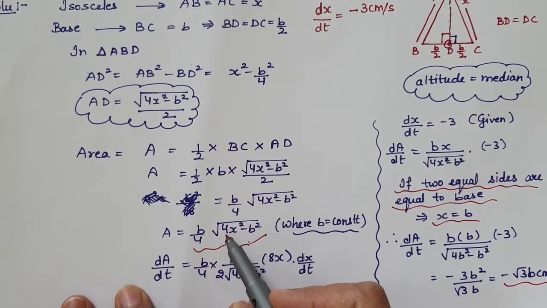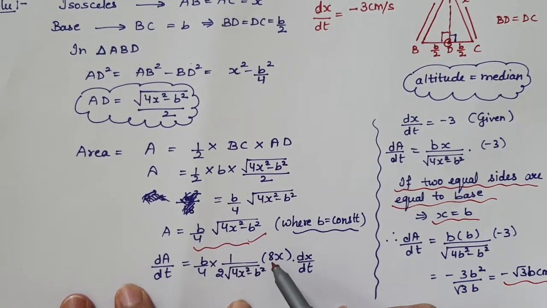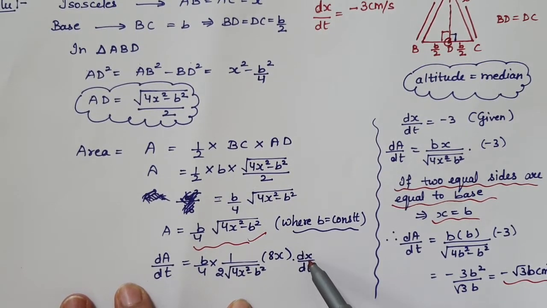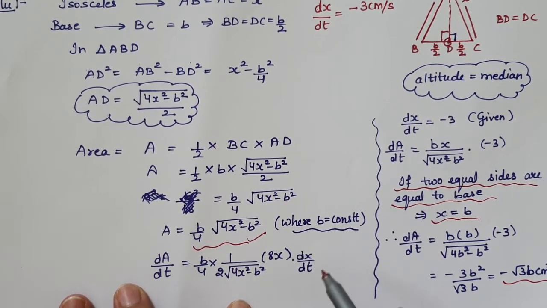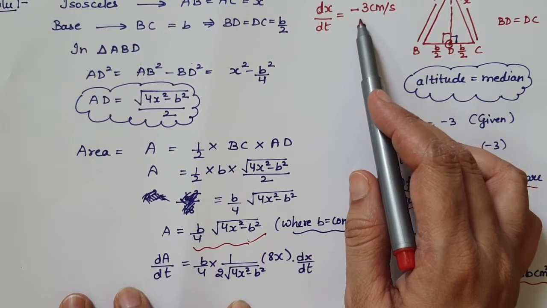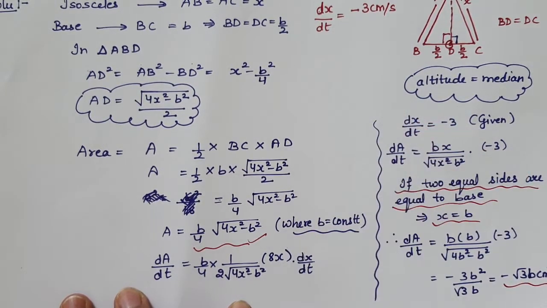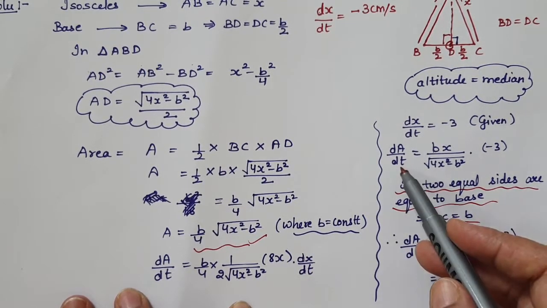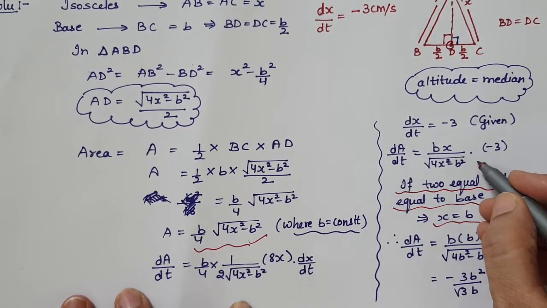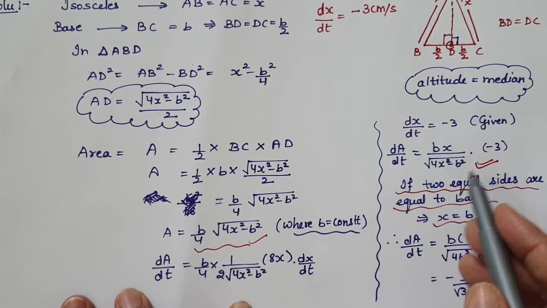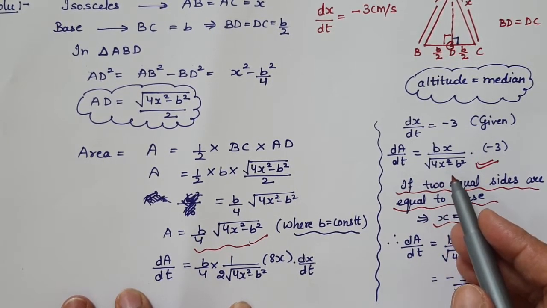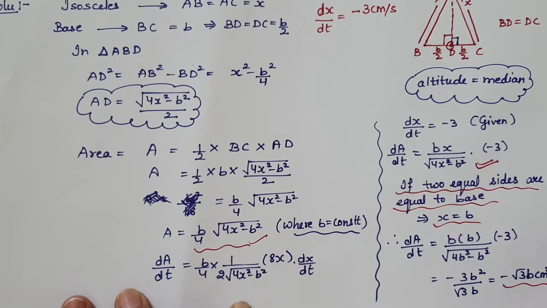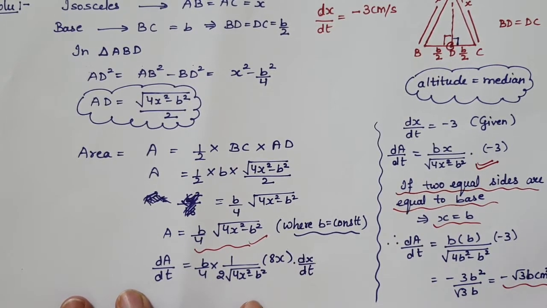So the root derivative is going to be 1 upon 2 root of 4x square minus b square. What is the derivative of 4x square? That will be 8x into the derivative of x with respect to t, that is dx by dt. And already in the question it is given to us that dx by dt is minus 3. So substitute the value of dx by dt as minus 3 here. So my dA by dt is finally coming out to be minus 3b x divided by root of 4x square minus b square.